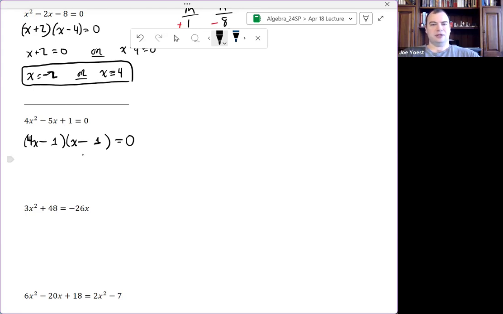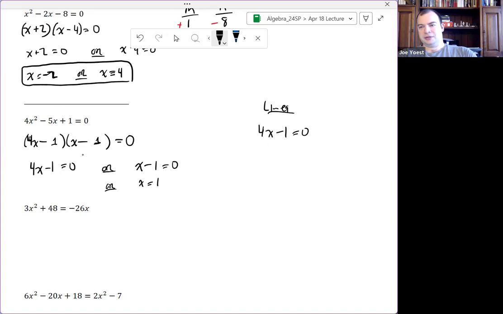I have a product of two things equaling 0. Either the first is 0 or the second is 0. So either x equals 1 or, and now I have a little more of a legitimate linear equation to solve, right? I have to do a couple of equation solving steps. Maybe I'll come off to the side.